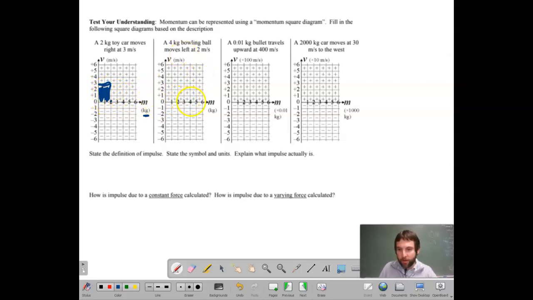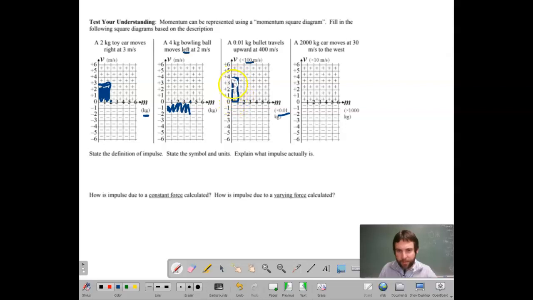Here we have a 4 kilogram mass moving to the left at 2 meters per second. Left means we have a negative velocity, so we would shade in these blocks. 0.1 kilogram travels upward at 400 meters per second. Our velocity is in 100 meters per second, and the mass is in 0.1 kilograms. So 0.1 kilogram, 400 meters per second.